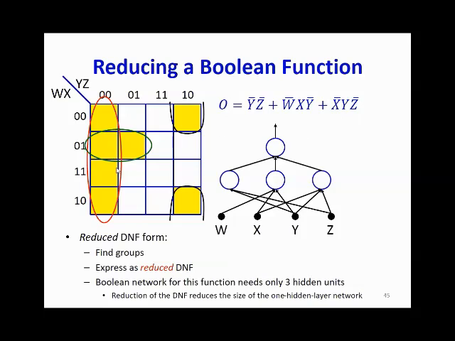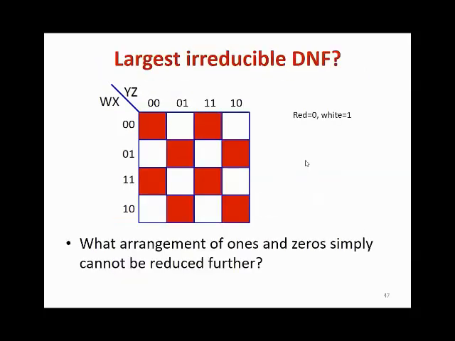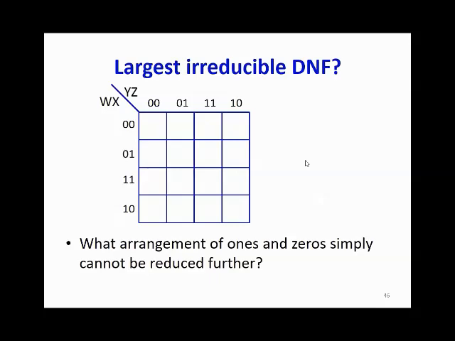And so long as the entries in the truth table can be grouped, the DNF formula that expresses it can be made smaller and smaller, and the resulting one hidden layer network that computes this Boolean formula can also be small. But then we're interested in knowing how large the one hidden layer MLP can get, the worst case. What arrangement of highlighted cells simply cannot be grouped together and reduced?